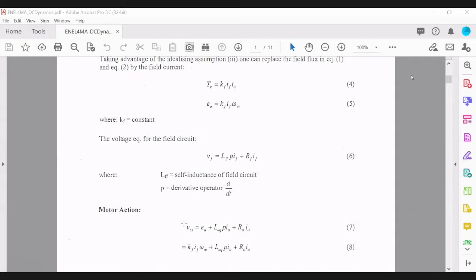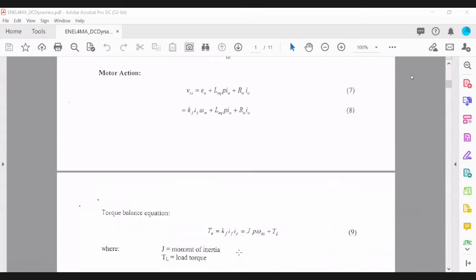So this is appearing here again. It's giving you the terminal voltage of a DC motor in equation 7. Now, again, we've shown that EA can be replaced by this part using equation 5. So Kf times IF omega m plus these two terms. That's equation 8.